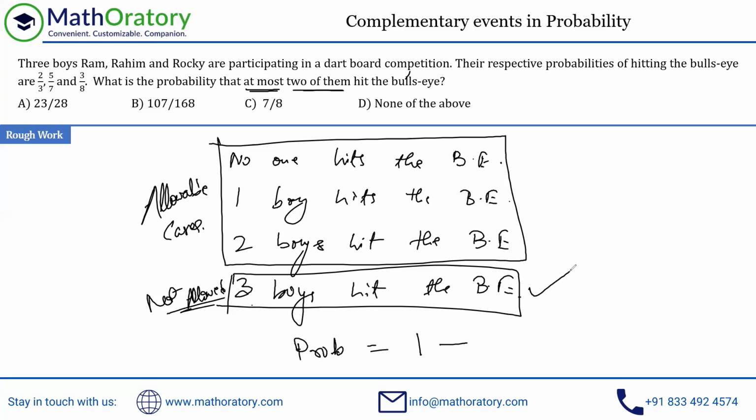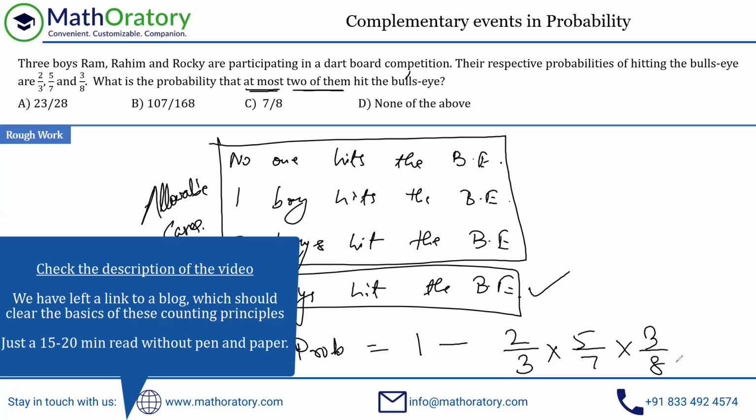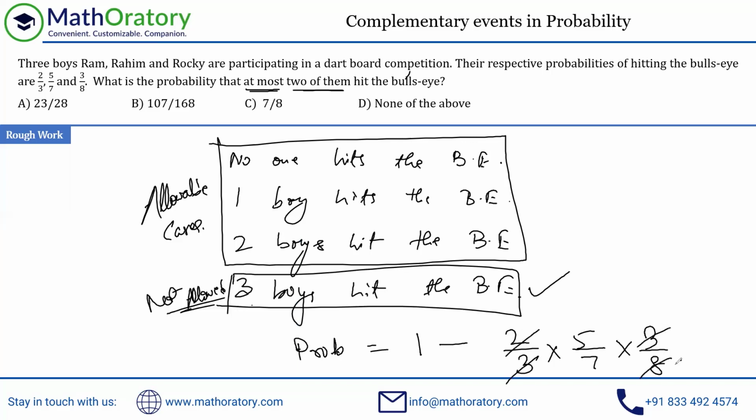Where all the boys hit the bullseye, and all the boys hitting the bullseye is simple, right? So 2 by 3 into 5 by 7 into 3 by 8, just correspondingly multiply the respective probabilities. Why so, I'm not going into in this video. We have discussed it in our lessons. So this is coming out to be 5 by 28. So 1 minus 5 by 28 will be 23 upon 28 as our answer, option A.